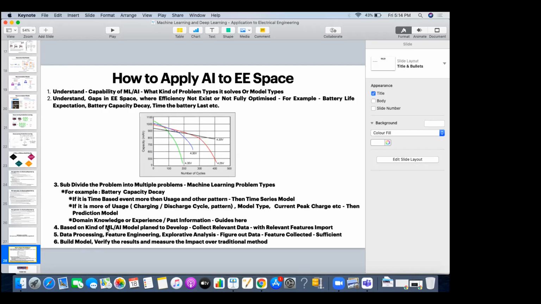Deep learning is based on data. So if, for example, I'm trying to model battery decay, then your domain knowledge will come into the picture. What are the key features of a battery? If I have more data, then I will be using deep learning. If I have less data, I will be using machine learning. And because machine learning doesn't have feature extraction, I should decide what the key features are for deciding battery decay.